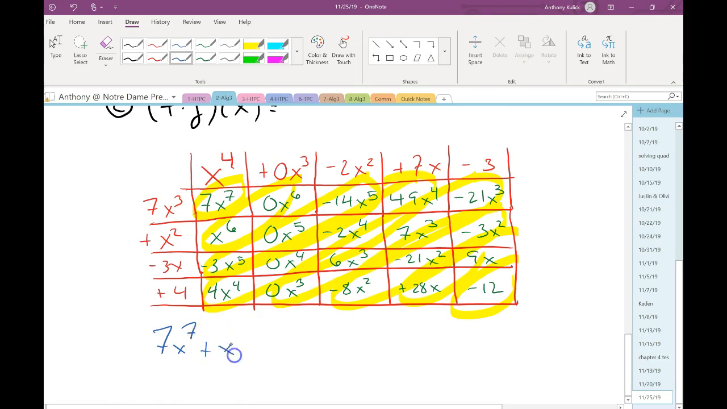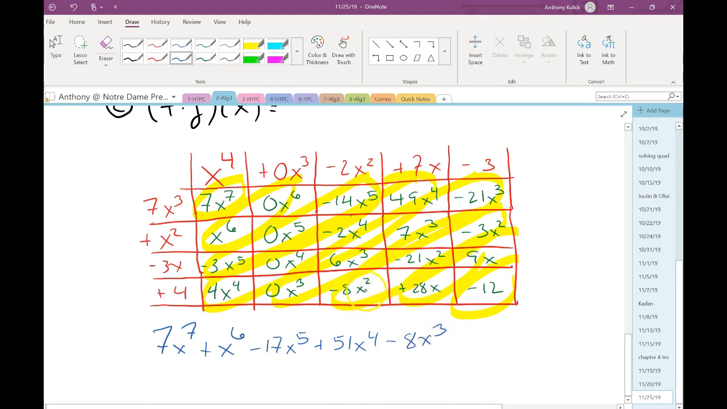So if I do that, I have 7x to the 7th, and then x to the 6th plus 0x to the 6th is just x to the 6th. Negative 3x to the 5th plus 0 plus negative 14 is negative 17x to the 5th. Then if we look at x to the 4th, we have 4 plus 0 minus 2 plus 49, so that's 51 for x to the 4th. And then the x cubeds, I have 0, 6, 7, and then negative 21, which is negative 8.